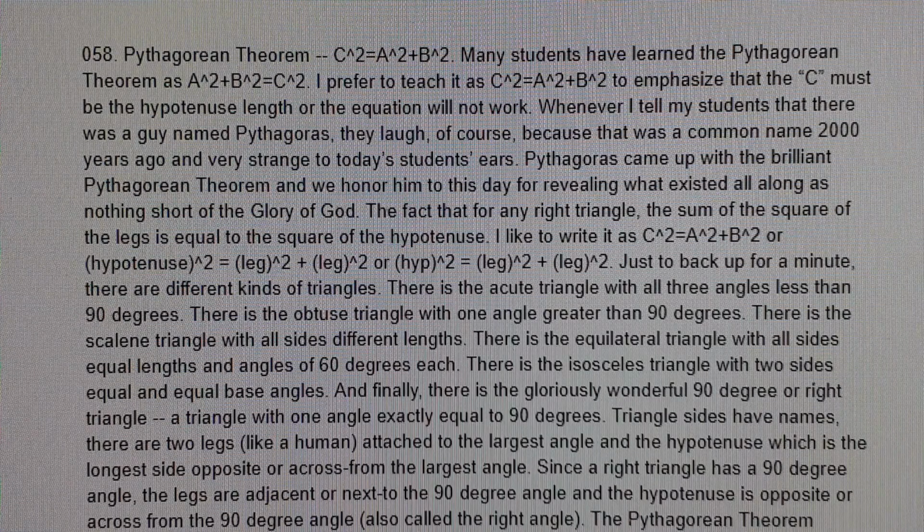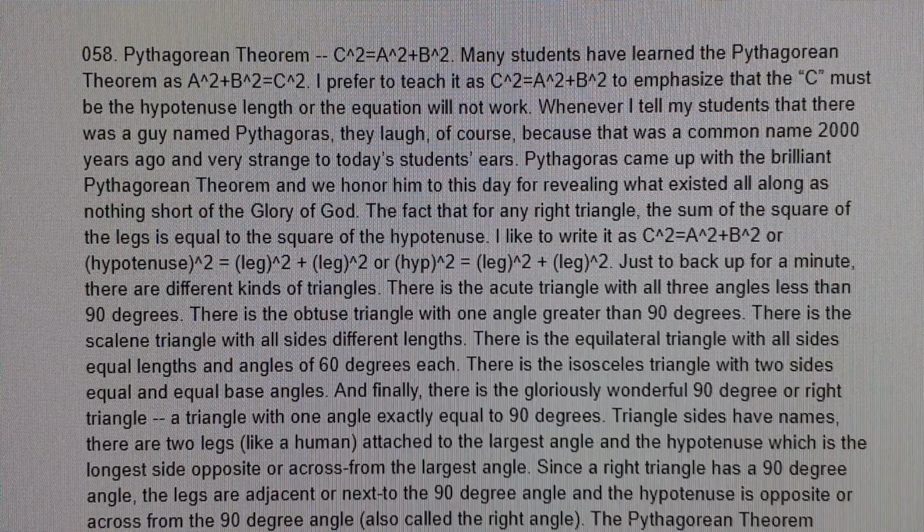The fact that for any right triangle, the sum of the squares of the legs is equal to the square of the hypotenuse. I like to write it as c squared equals a squared plus b squared, or hypotenuse squared equals leg squared plus leg squared, or hyp squared equals leg squared plus leg squared.